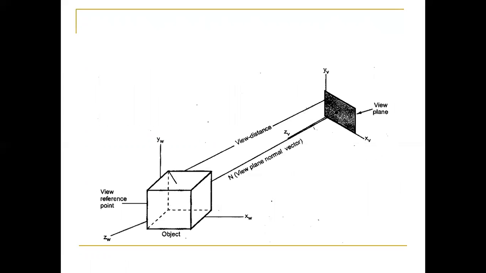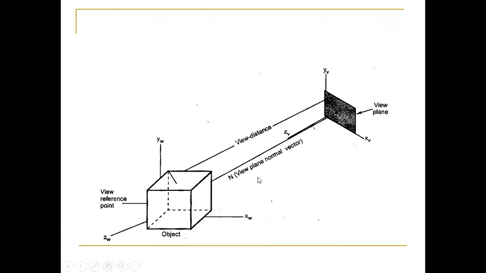The first parameter is the view reference point. This is the point in terms of the world coordinates, which is the center of the object, or it can be on the surface of the object. Next we have the view plane. What is this view plane? This is the camera screen, called the view plane. What is view distance? View distance is the distance of the camera from the view reference point.